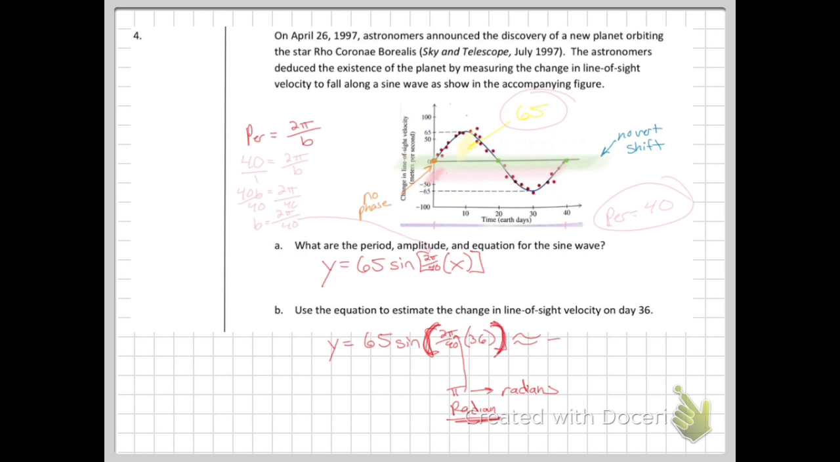And you should get negative 38.206 meters per second, which is what the y-axis represents.